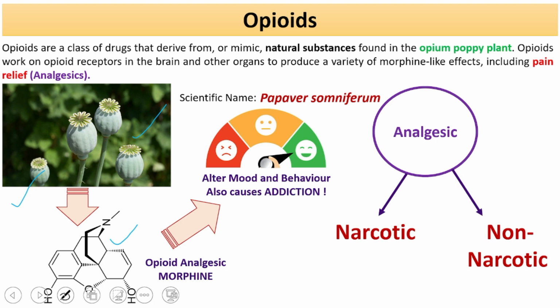which mainly alters behavior and also causes addiction. One of the main uses of opioids is pain relief, that is, the analgesic effect. They are mainly of two types, narcotic and non-narcotic. Morphine comes in the narcotic category.